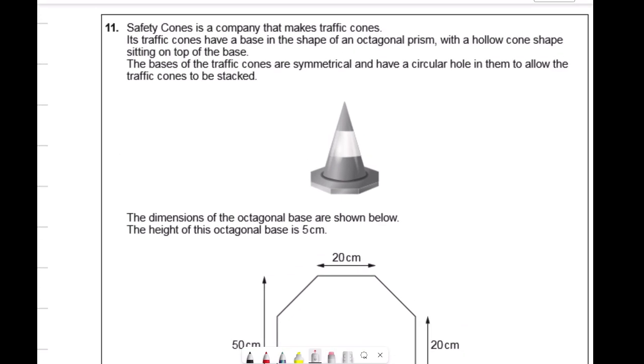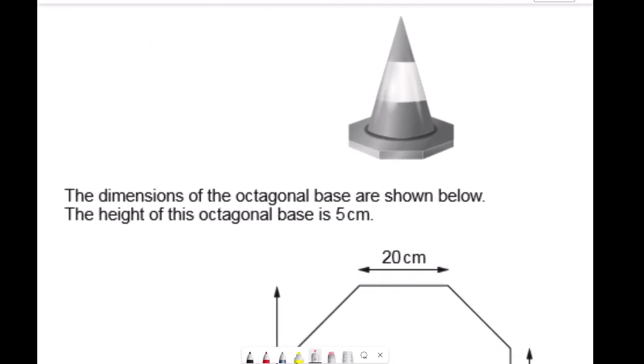And then it tells the dimensions of the octagonal base, shown below. The height of this octagonal base is 5 centimeters. That means if we look here, it's 5 centimeters. This is the height or the depth of the octagonal base.